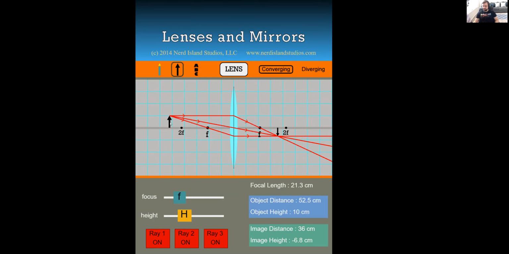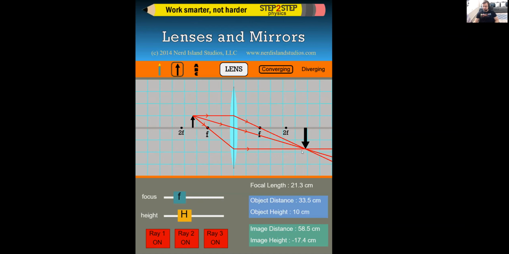So looking at this, the object is about 1 grid square high. Would you say the image is larger or smaller? Looks bigger to me. So now I have a larger image, but it's still inverted because it's upside down, and therefore it's still a real image. You can see the light rays are converging here.